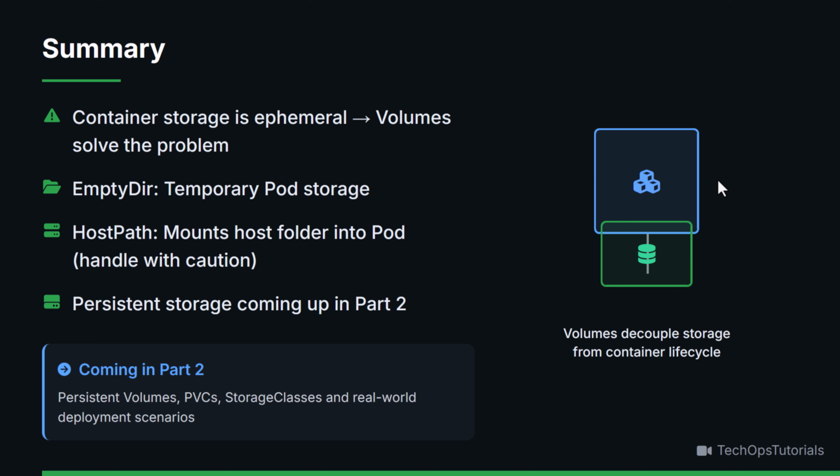And finally, this is just the beginning. In part 2, we will dive into persistent storage, things like persistent volumes, PVCs, and storage classes, along with some real-world deployment examples. Next.